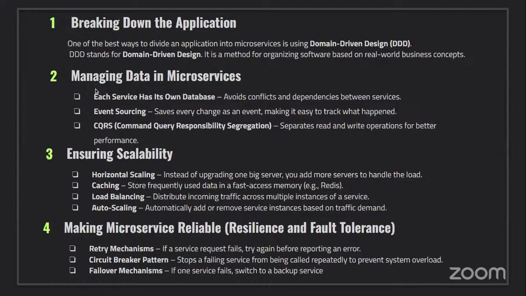So number two is managing data in microservices. How can we handle this? And what are the concepts behind this? The first point here is that each service has its own database. That's the first main concept here, in order to avoid conflict and dependency between services. So each of the services should have its own database.